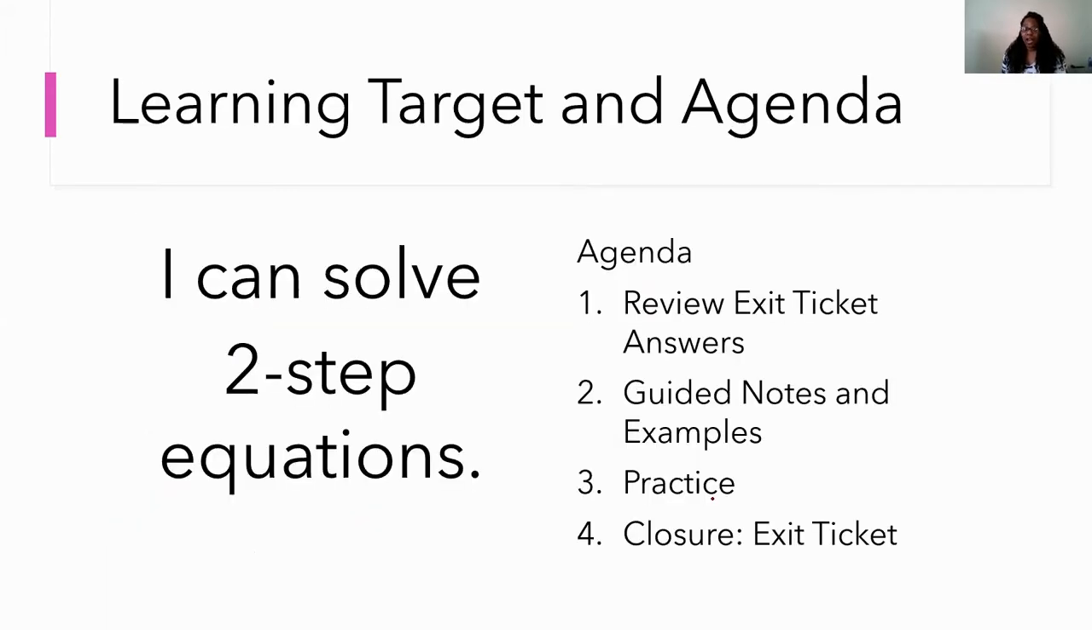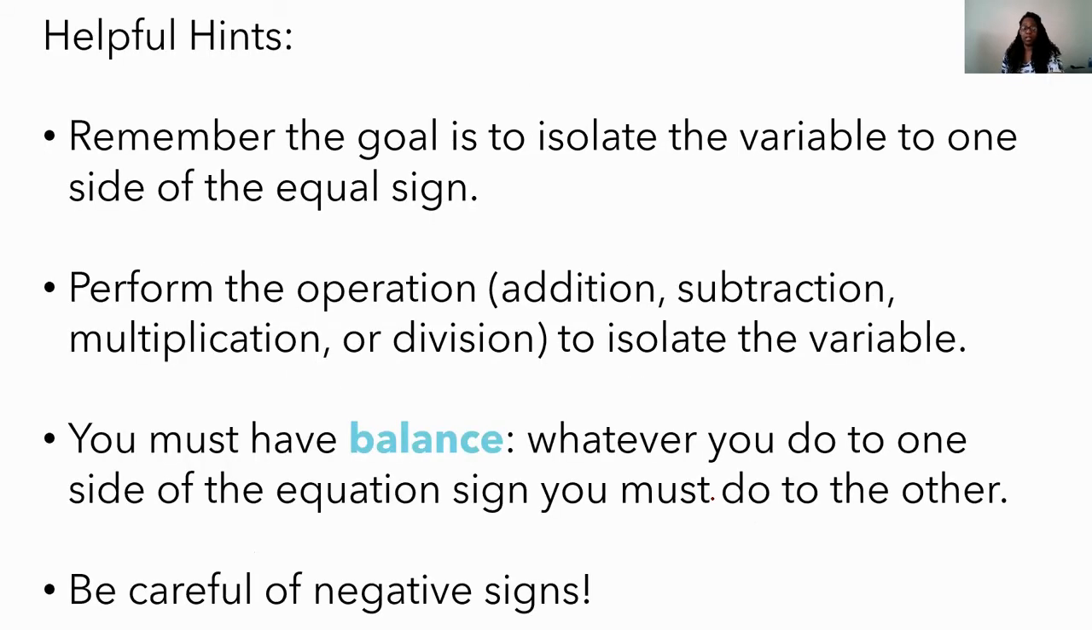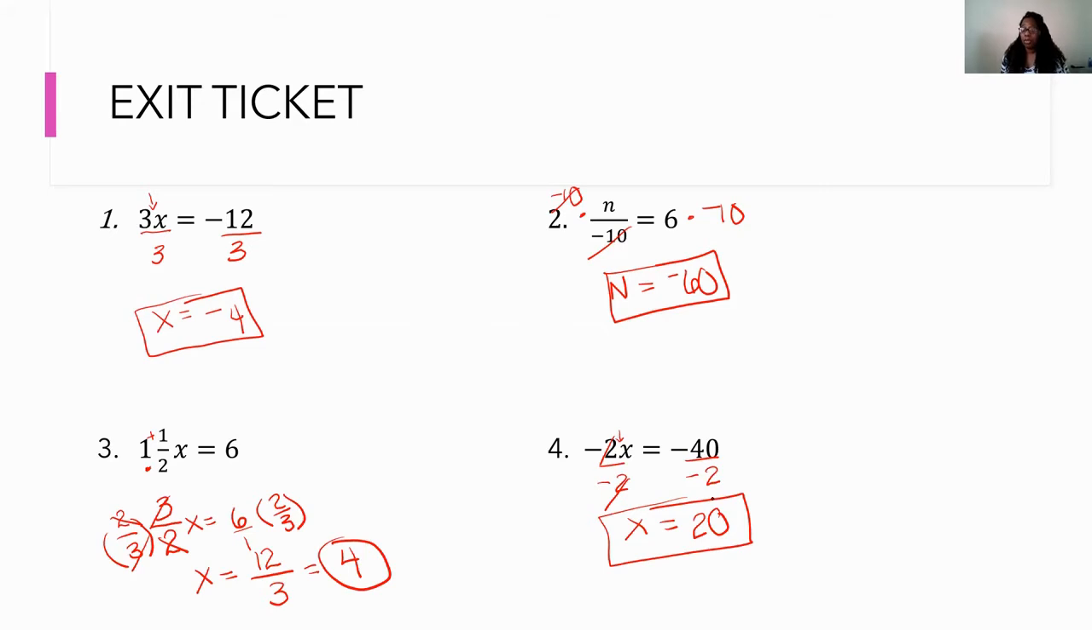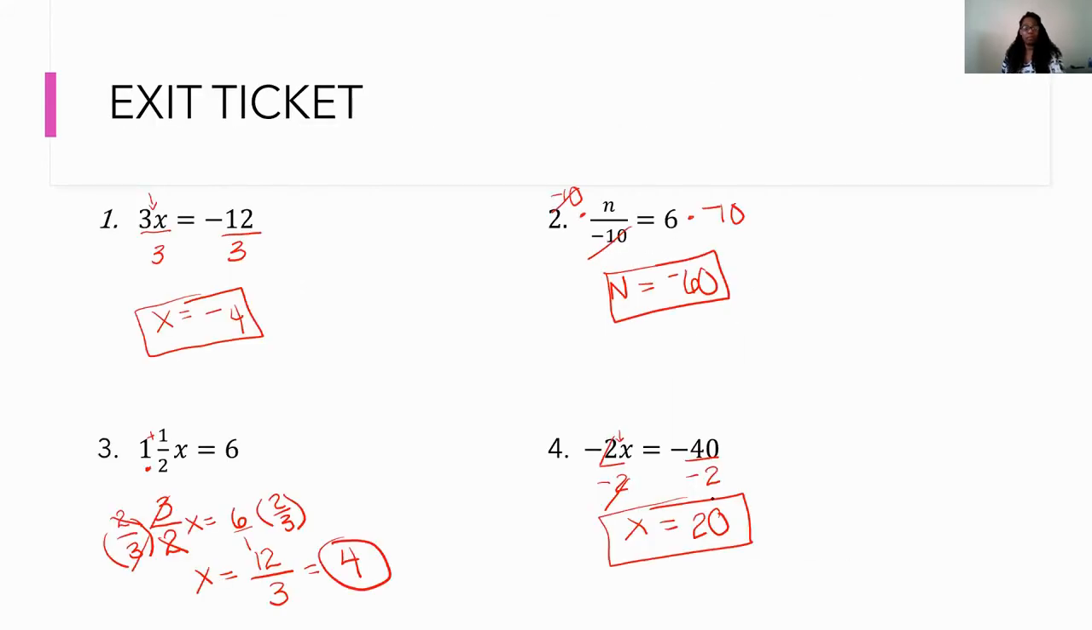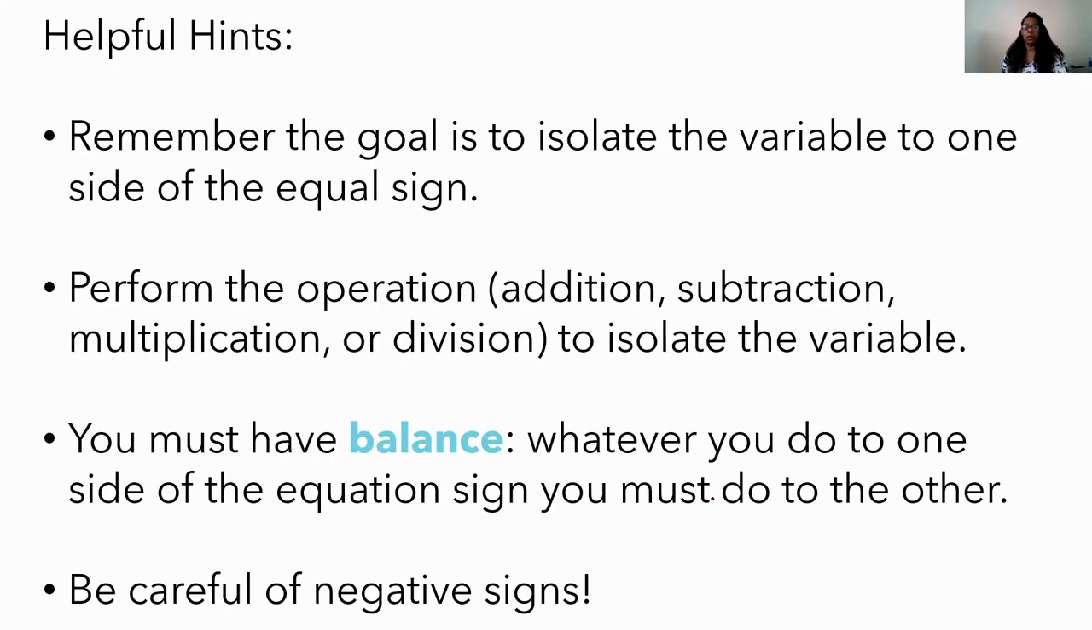So for today, our learning target is, and this is what you should be saying to yourself, I can solve a two-step equation. We almost did a two-step equation, if I may go back, like number 3. Number 3 really could have been a two-step equation, as I said before. So it's almost like I introduced it a little bit to you. We already looked at the exit ticket from last time. We're going to do some guided notes and some practice, and then we're also going to hit our exit ticket.